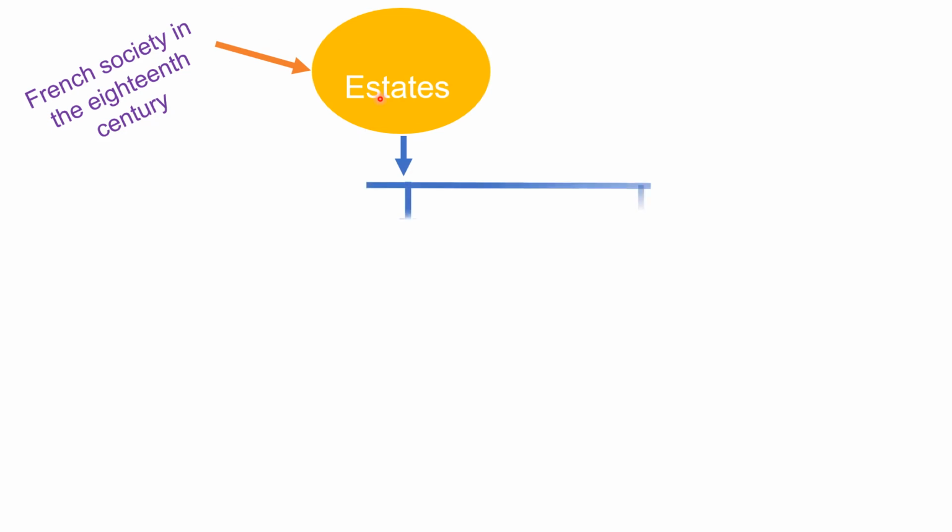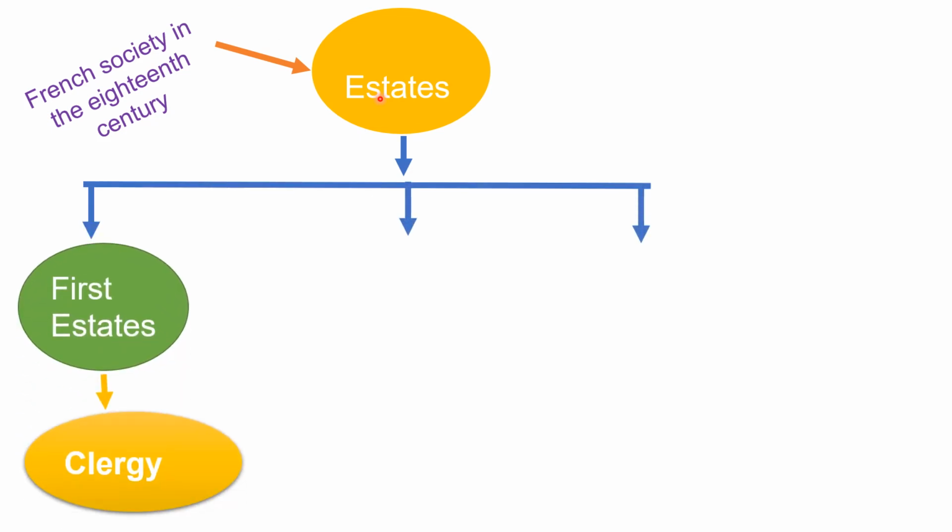French society in the 18th century. Now we discuss the other members of the society. At that time society was divided into estates. And what is an estate? An estate is the political and social status of persons. So these were divided into three estates.